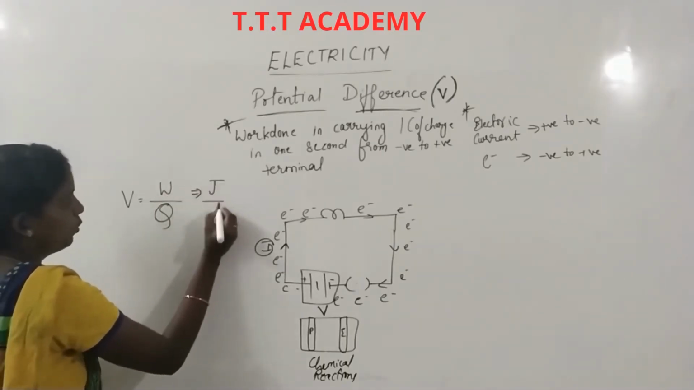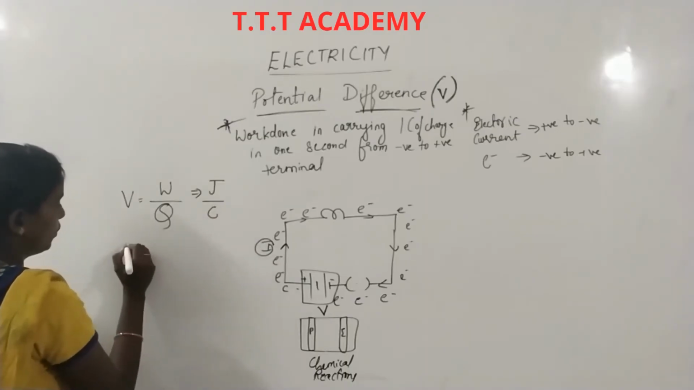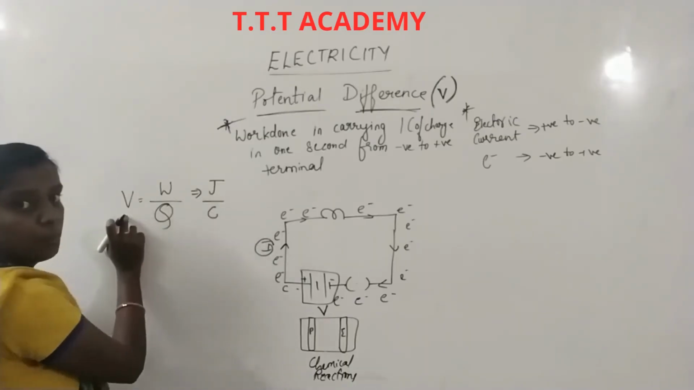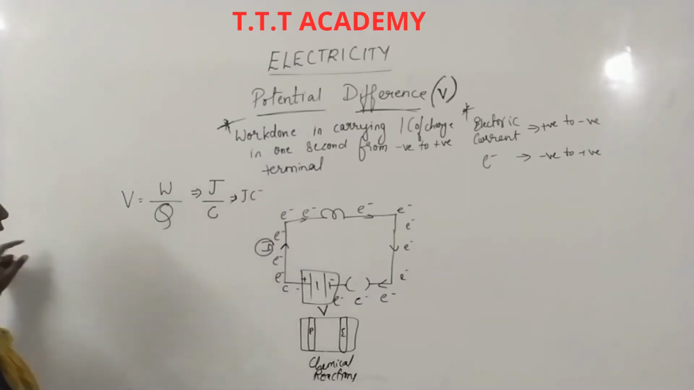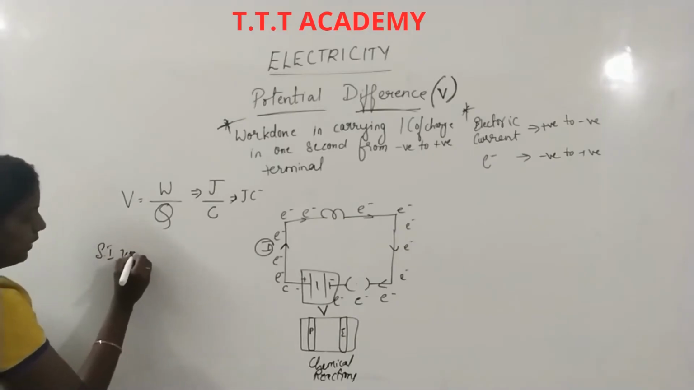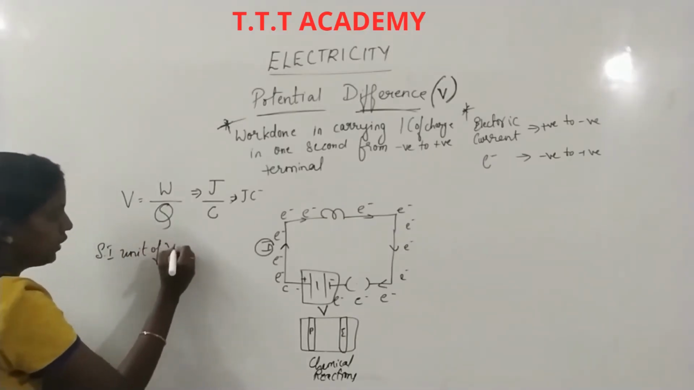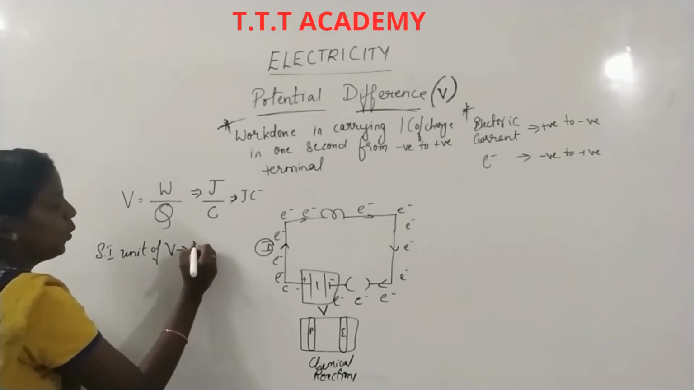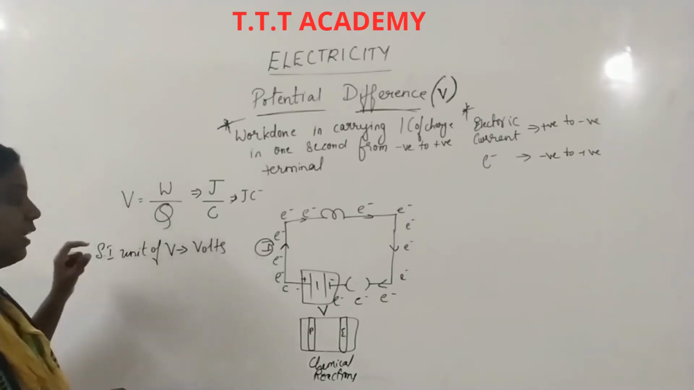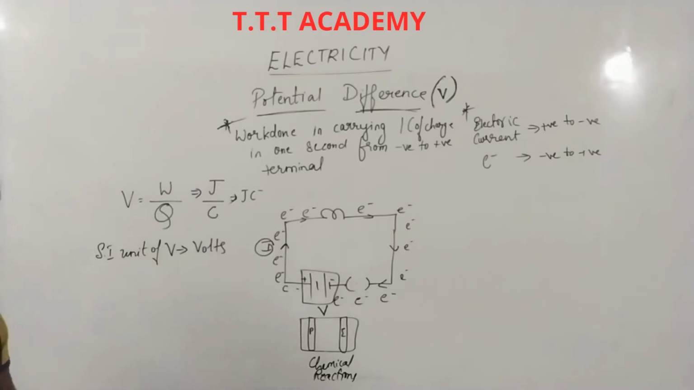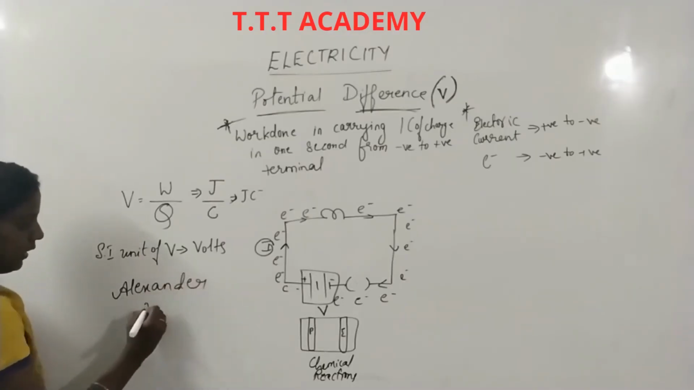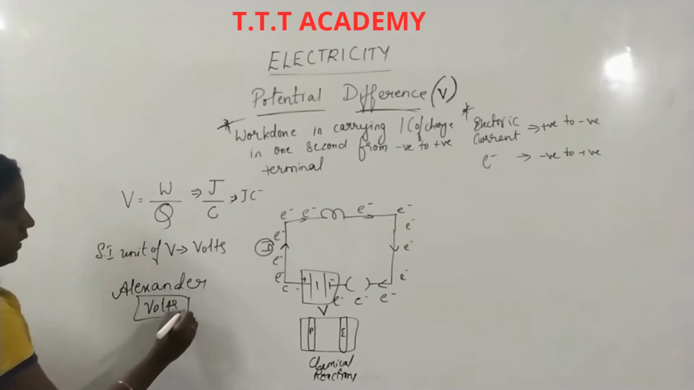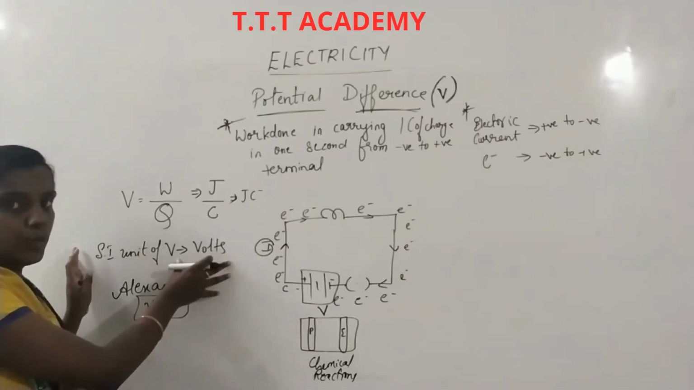We measure work by joules and charge by coulomb. So the unit of potential difference is joule per coulomb. But the SI unit of potential difference is named after an Italian scientist, Alexander Volta, whose last name was taken and given to the SI unit of potential difference. (Note: the speaker says "ohms" here but means volts.)